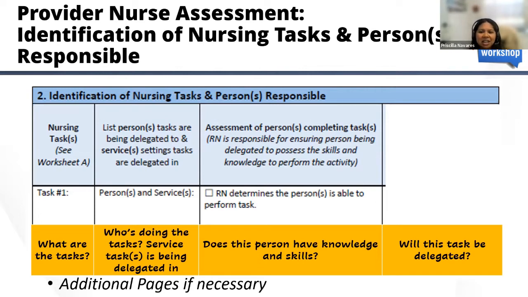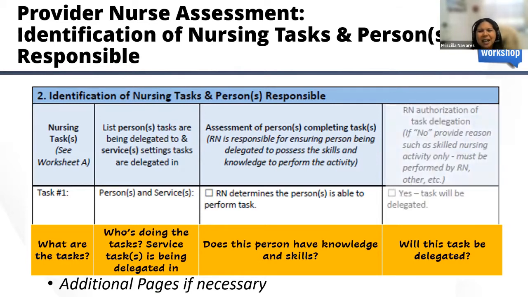And finally, in this section, in the last box in the yellow to the right, will this task be delegated? From here, the RN will be able to check off, yes, I feel comfortable in my assessment that the task will be delegated, or no, the task cannot be delegated, because maybe it's not the right person, or any of the 5 rights of delegation, or it also could be that it's a task that involves nursing assessment or judgment, and therefore should only be completed by a licensed nurse.